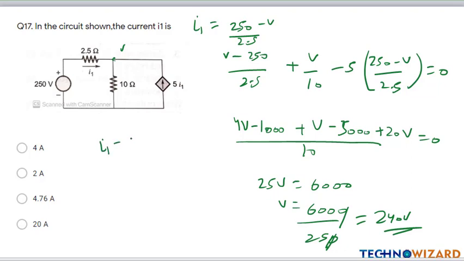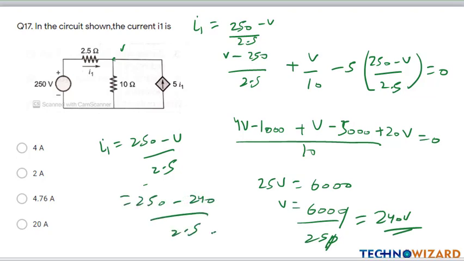Current I1 is given as (250 minus V) upon 2.5. Therefore, 250 minus V is 240 upon 2.5, that is equal to 10 upon 2.5, which is equal to 4 ampere is the answer. Current I1 is 4 ampere.